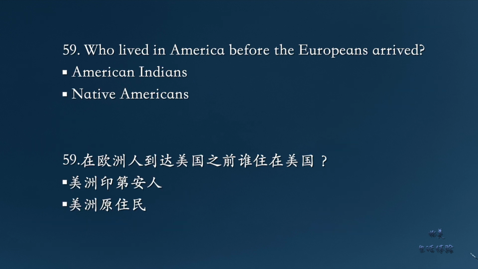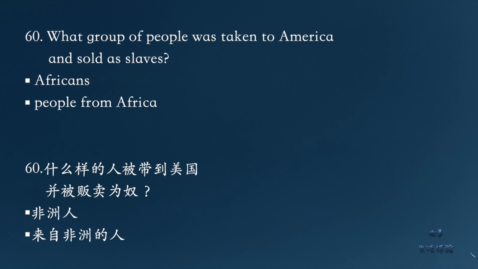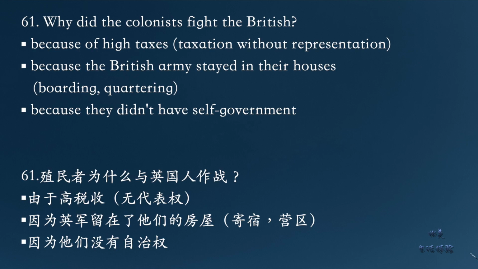Who lived in America before the Europeans arrived? American Indians, Native Americans. What group of people was taken to America and sold as slaves? Africans, people from Africa. Why did the colonists fight the British? Because of high taxes, taxation without representation. Because the British Army stayed in their houses, boarding, quartering. Because they didn't have self-government.